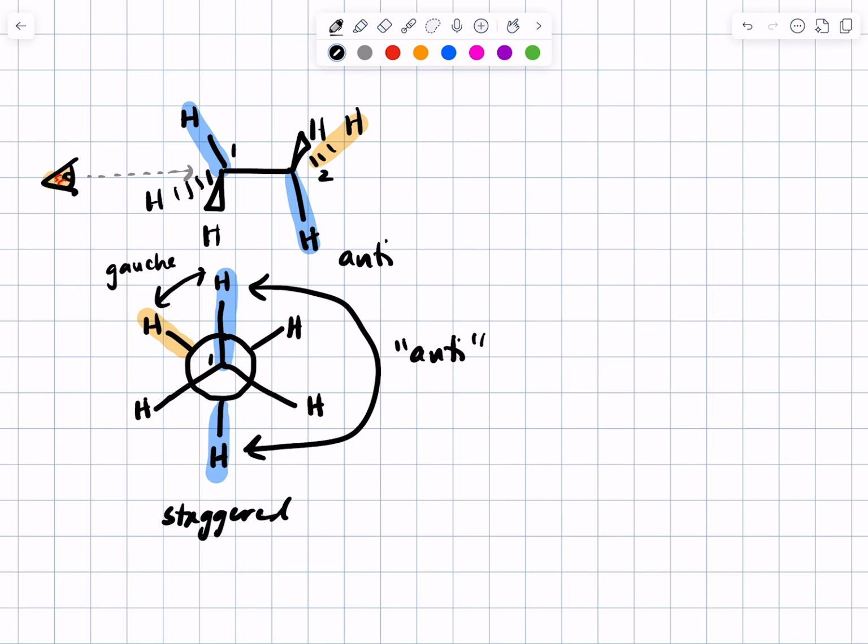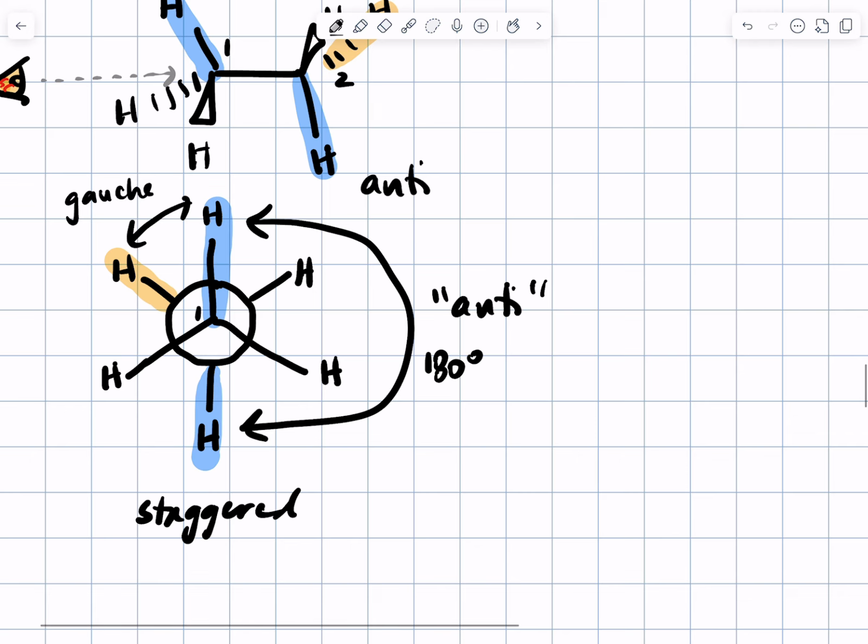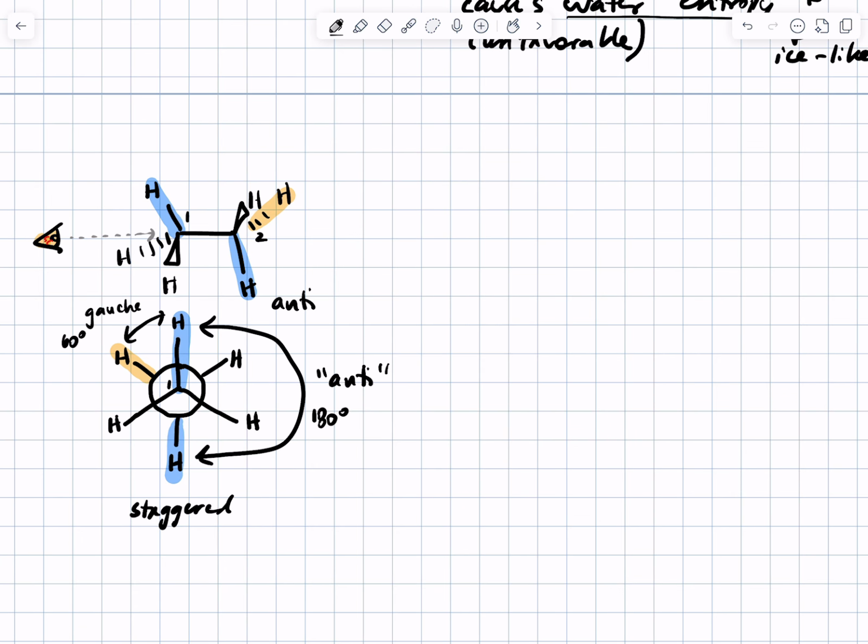Go figure. So 2 groups that are anti to each other in the Newman projection have a 180-degree angle between them. 2 groups that are gauche to each other in the Newman projection have a 60-degree angle between them. Okay? I'll draw real quickly the eclipsed conformation. In our side-to-side view, the eclipsed conformation would look like this.